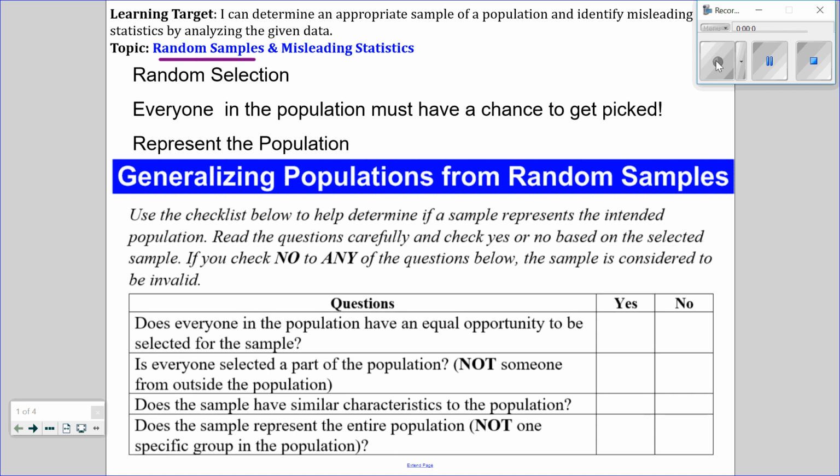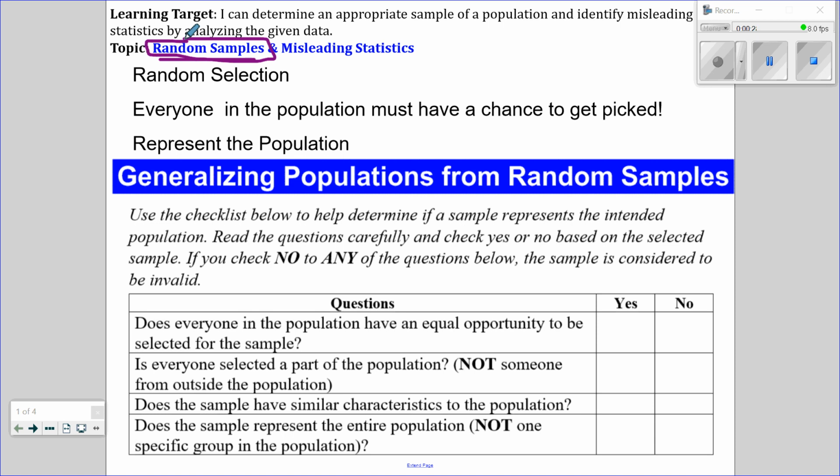Today we're going to be talking about lesson 8.3, which deals with random samples and misleading statistics. To start off, I want to talk about what it means when we use random samples. We use random samples when we want to survey a population but can't give the survey to everyone in the population. We want to pick a small group out of that population.